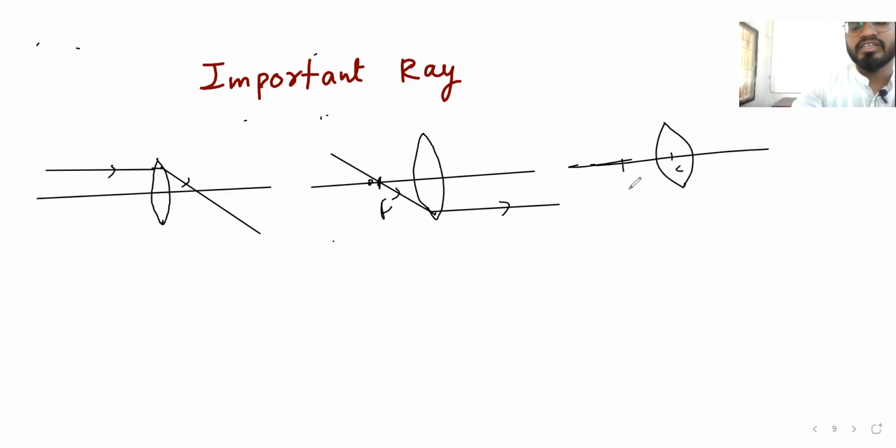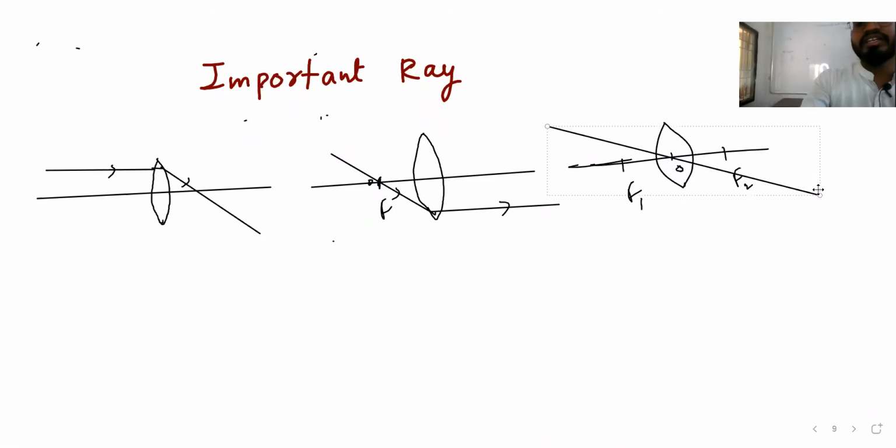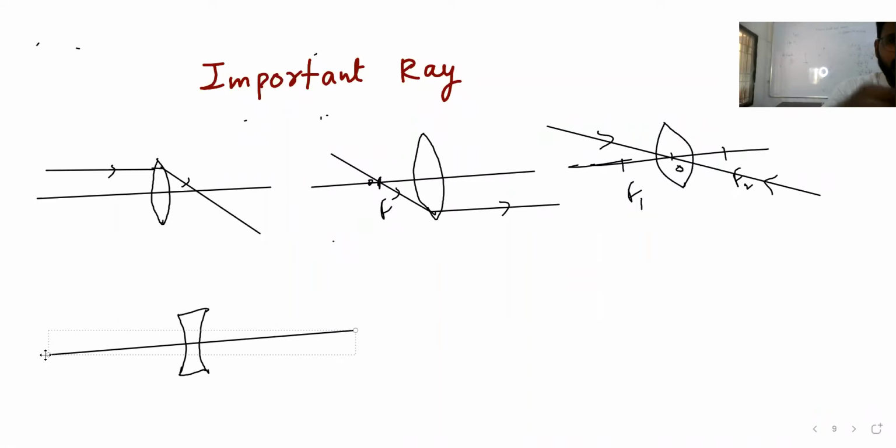Next, center of curvature, focus, let's take F1. Optical center, right? A ray of light passing through the optical center will retrace its path. The same thing we did there also. So no problem. Now for the concave lens, if a ray of light is parallel to the principal axis, what will happen? Everyone knows, it will appear to pass through the focus. But here it is going to be a little different.